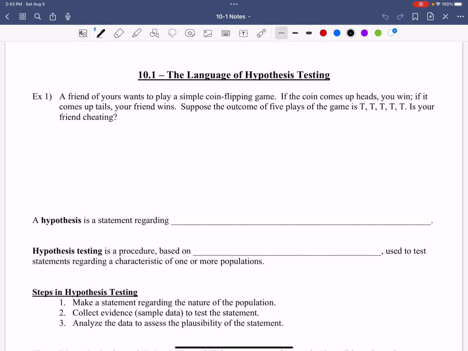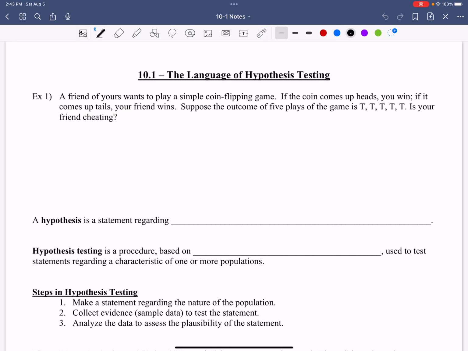So let's take a look here. A friend of yours wants to play a simple coin flipping game. If a coin comes up heads, you win. If it comes up tails, your friend wins. Suppose the outcome of 5 plays is tails, tails, tails, tails, tails. Is your friend cheating? Ooh, so I don't know.